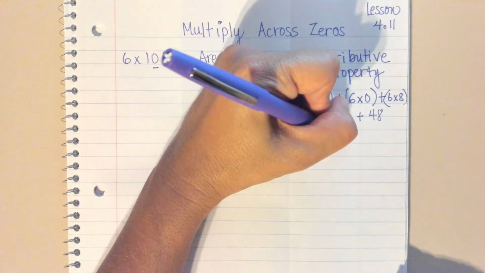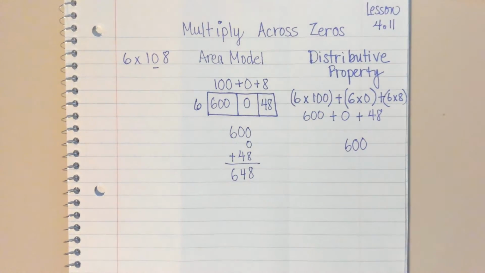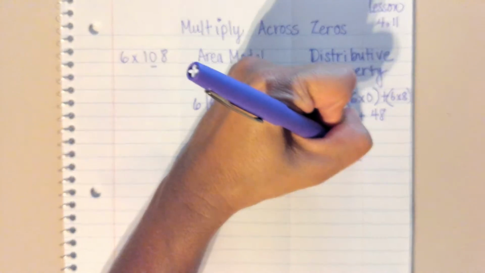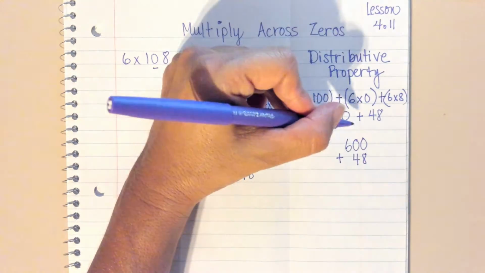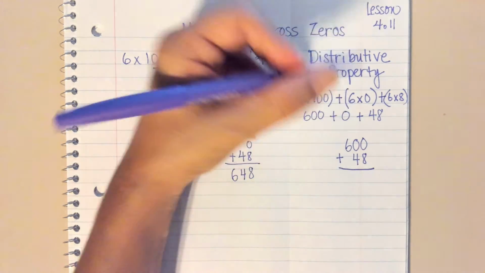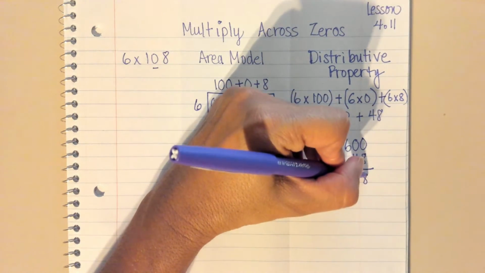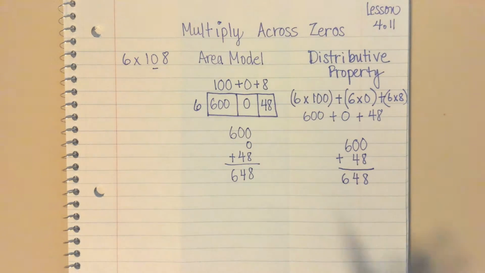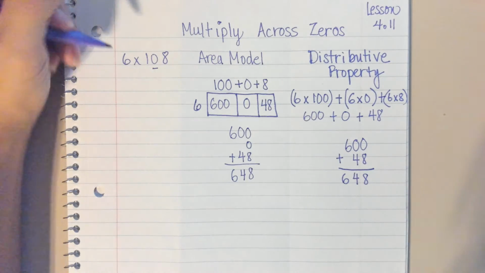I would say that it's optional to throw in that 0 when you're adding. So you've got 600, and you could just add 48 to that because this has no value. There's nothing in the tens place. Add your ones place, tens, hundreds. And that was example number 1.